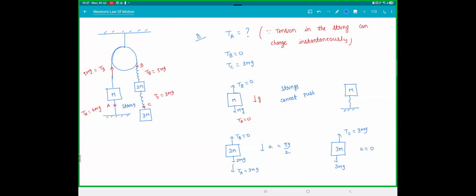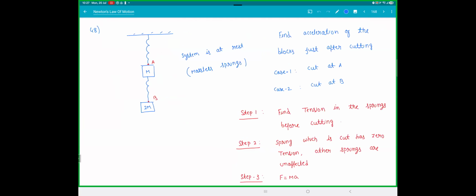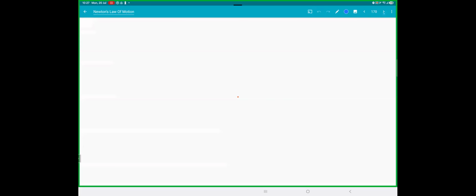So you have to be careful about the strings. If you see in the steps also, I said springs which are cut have 0 tension, other springs are unaffected. I never talked about strings. So strings, we don't know what happens. So that is the thing. You should not be sure about it. You have to prove it. Then let's cut at C.